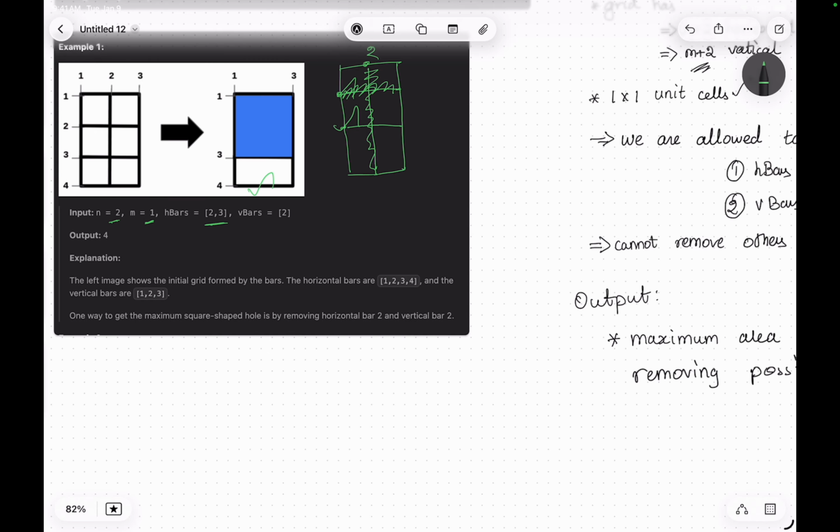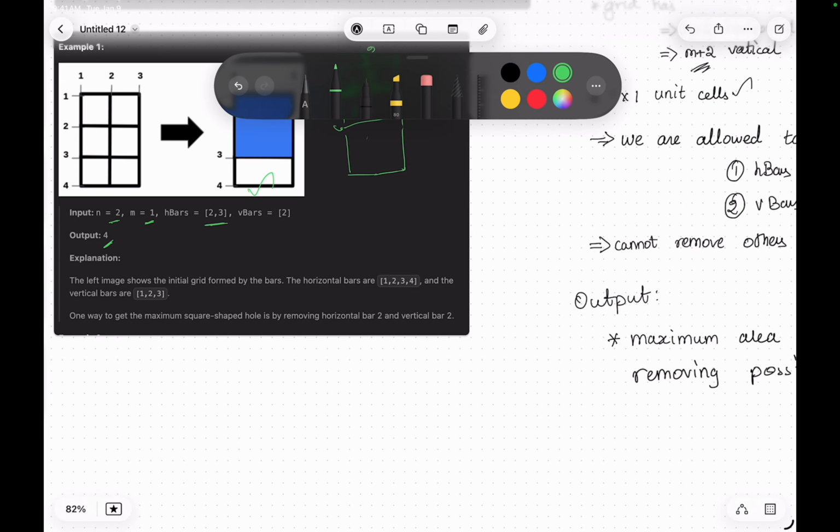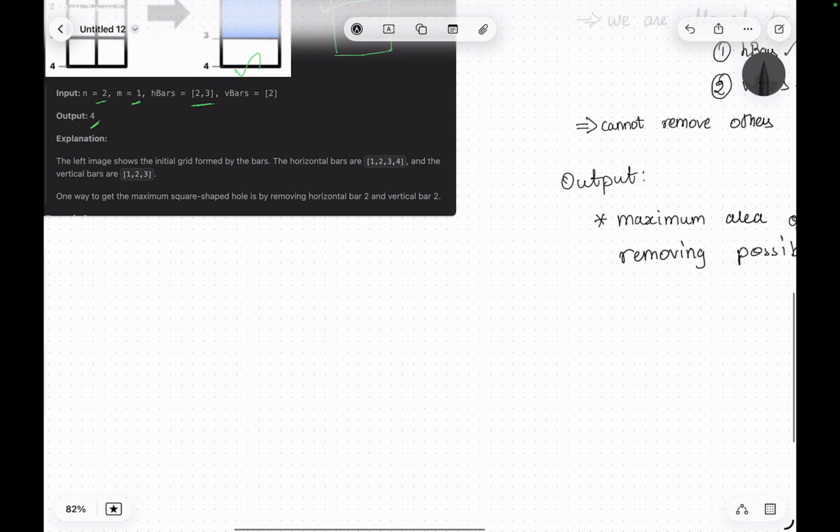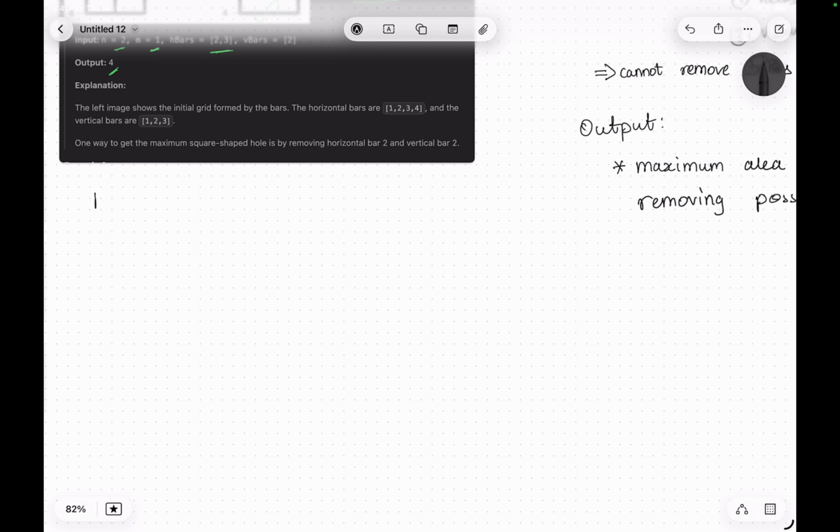And here we can say that this forms the maximum area, which is 4, and that is what we are returning here, right? And similarly, if we are keeping this instead and removing this, here also this forms a square. So no matter which hBars we are removing, it forms a square in this problem. So let us understand by going through another problem, right? Sorry.